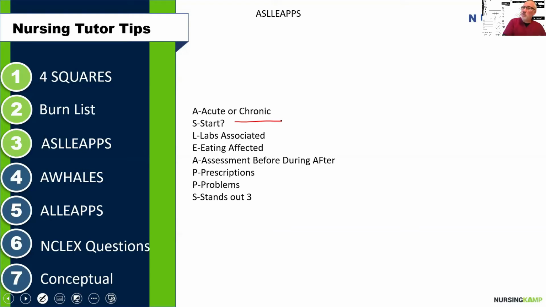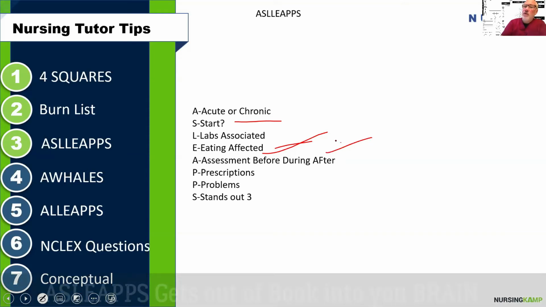What are some labs associated with it that I need to know? How does it affect eating? Is it high calorie? Is it low calorie? Is it high potassium? Is it low potassium? What's the assessment before? What do they look like? What do they look like? Exophthalmos, big eyes, all these types of things.